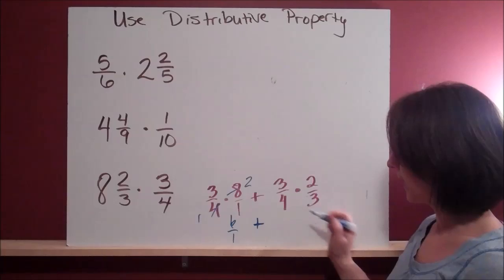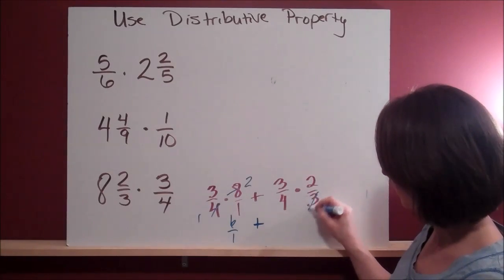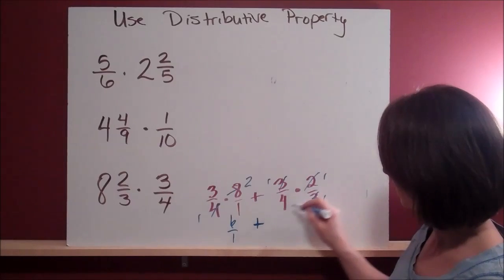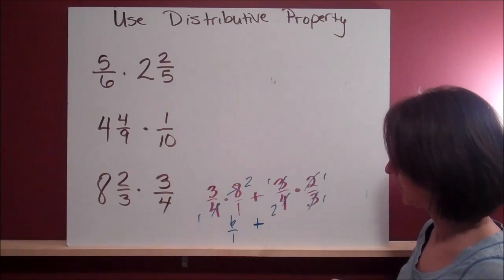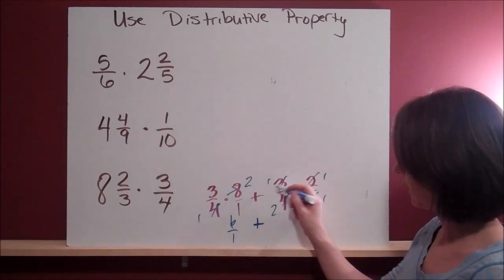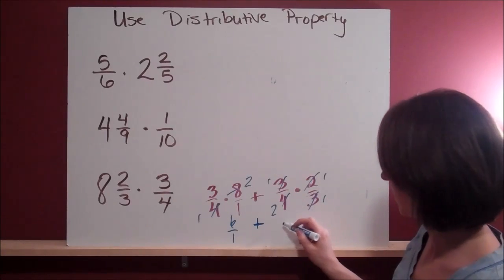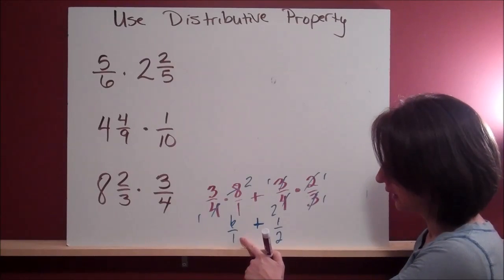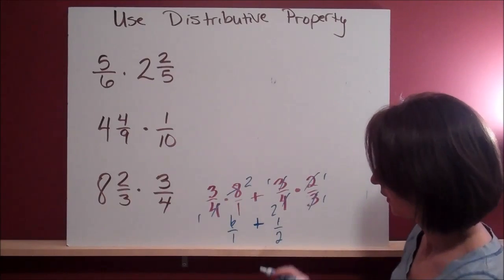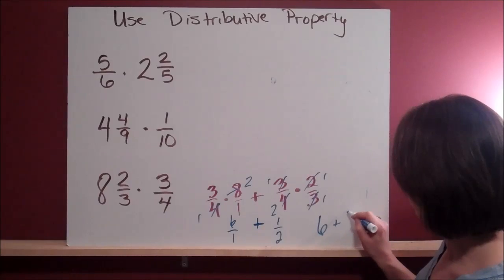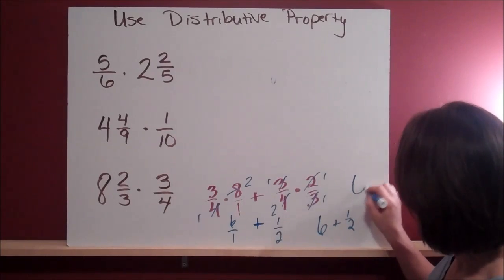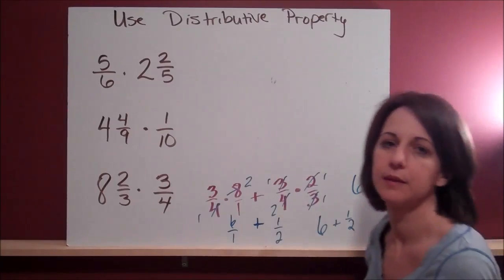And I have to add that to what I can get over here, which these 3's can both be divided by 3, and this can be divided by 2, and this can be divided by 2. And so I'm looking at 1 times 1 and 2 times 1, which is 1 half. And so 6 plus 1 half, oh, well I don't have to find common denominators because I can do that mentally. 6 plus 1 half is 6 and 1 half.